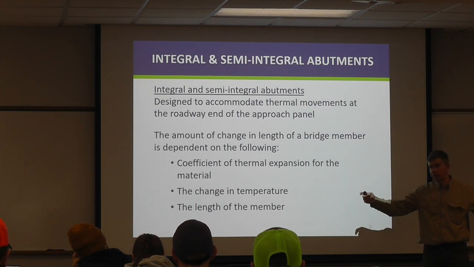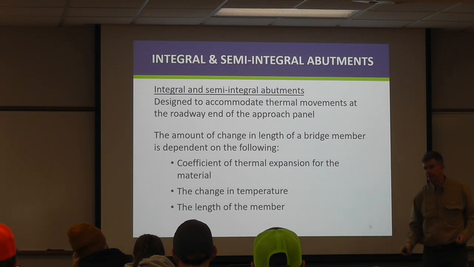If you've got a 200-foot long bridge, you're going to have roughly 1 inch of movement at one end and 1 inch at the other. Or if we're offset because of the way we fix our piers, you might have a little bit more on one side than the other.